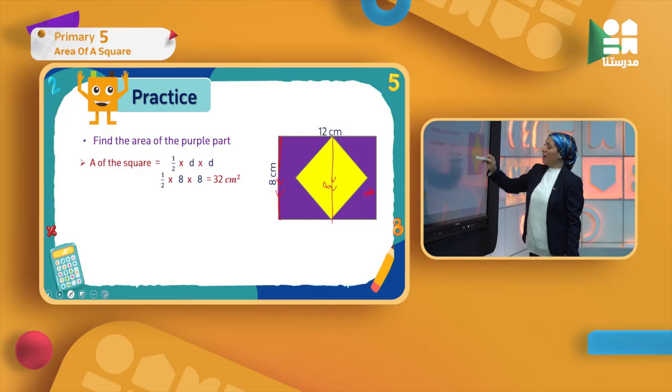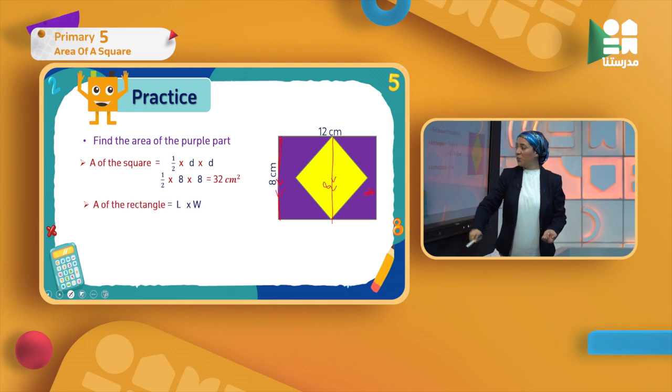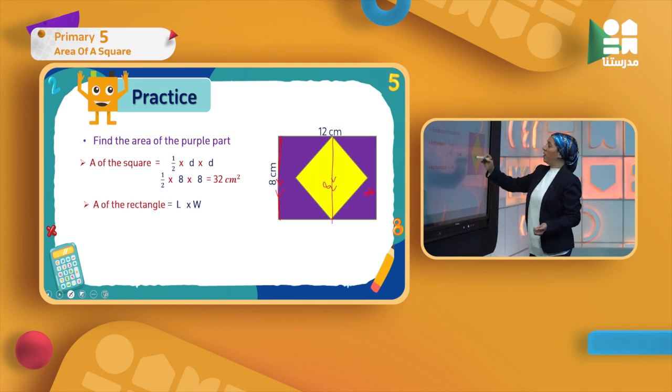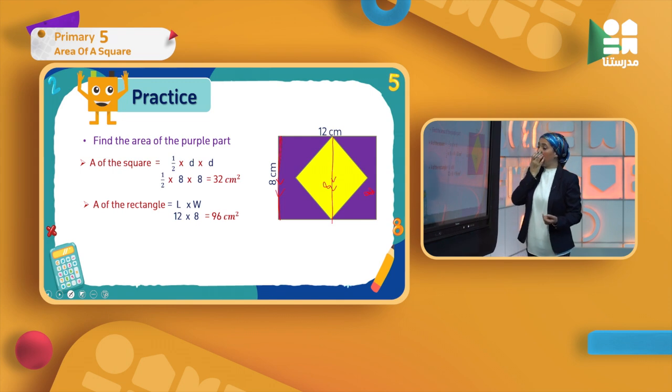Okay. Now the area of the rectangle. Is there any data missing here? What is the rule for the area of a rectangle? Its rule is length times width. So here I have both the length and the width. So it's 8 times 12, or 12 times 8. So 12 times 8 is 96 centimeters squared. Okay, now I have the two areas.